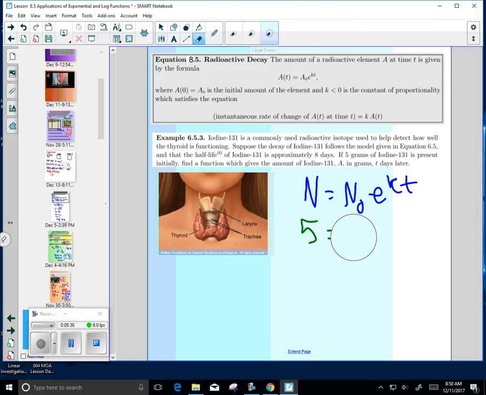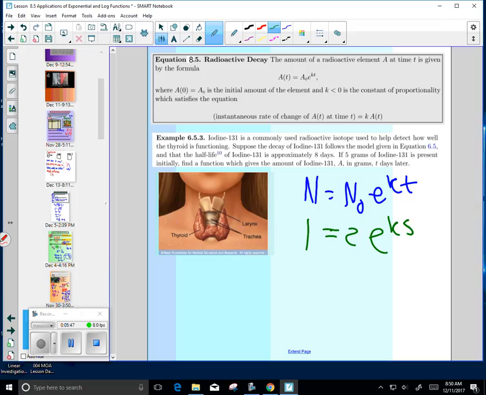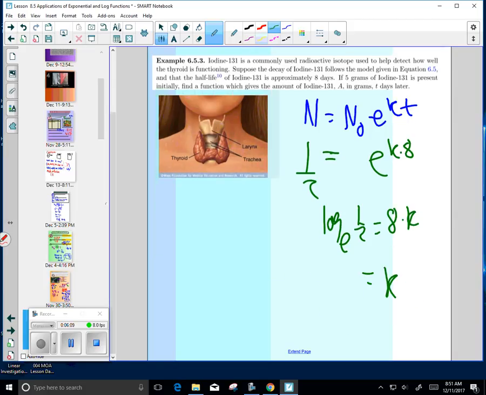5. Or I start with 2. How much do I end with? 1, right? You can do any number that you want. It doesn't matter. e to the k times 8 days. So if you do 2 and 1, it's pretty easy, and you'll just get 1/2, right? So then you go, well, that looks like a negative now. Now you solve that. Log base e of 1/2 equals 8 times k. And now we can find out what k is. Natural log of 1/2, and then you divide it by 8.